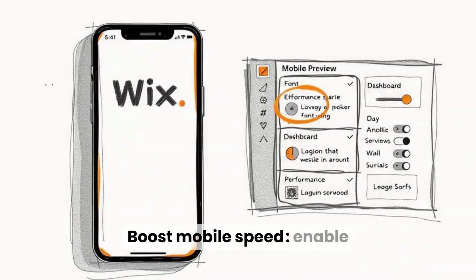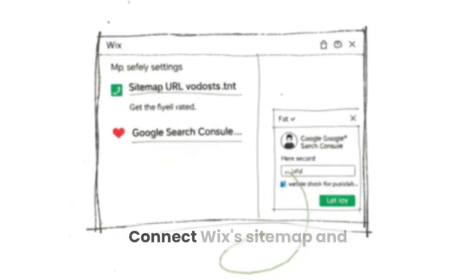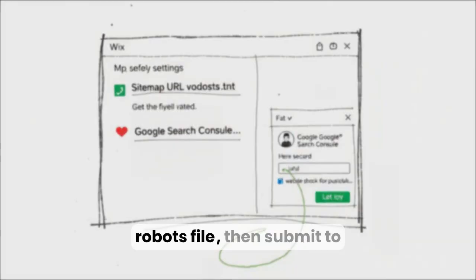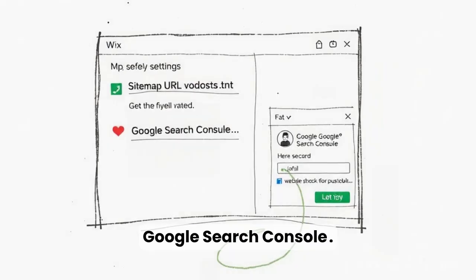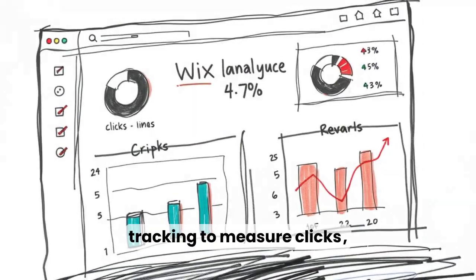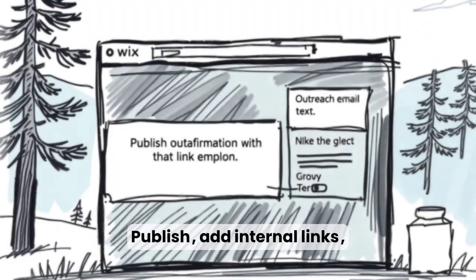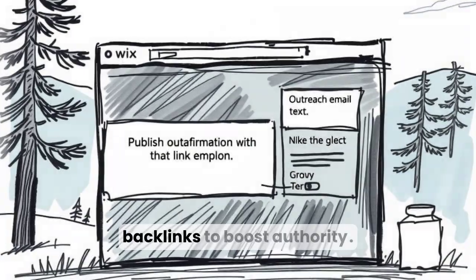Boost mobile speed, enable mobile-friendly layout, and optimize fonts. Connect Wix's sitemap and robots file, then submit to Google Search Console. Set up analytics and rank tracking to measure clicks, impressions, and positions. Publish, add internal links, and earn a few quality backlinks to boost authority.